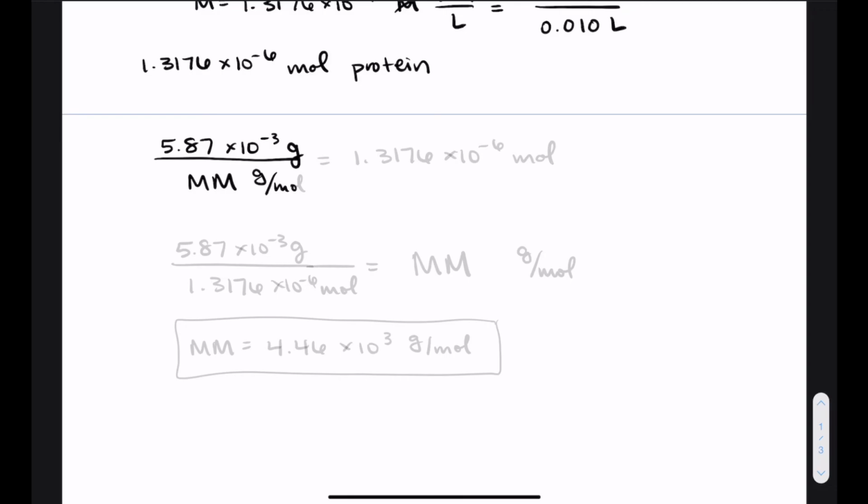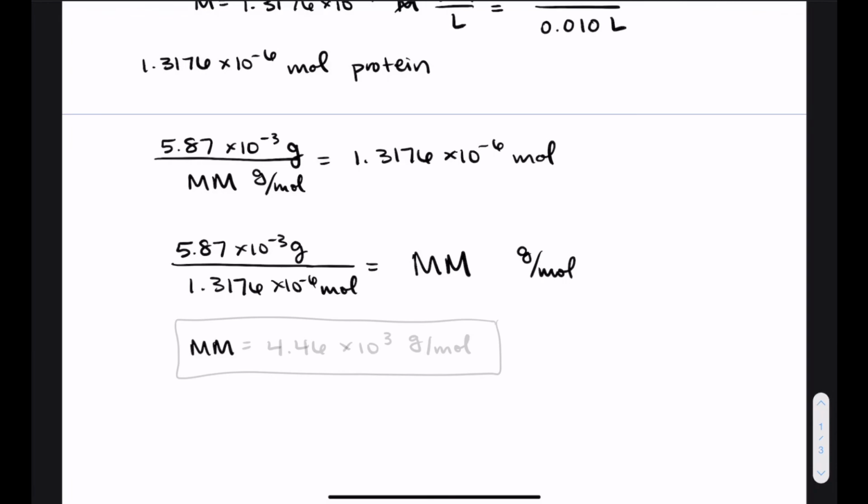But I do know how many grams are in a specific number of moles. Right? I know that the 5.87 milligram sample, so 5.87 times 10 to the minus 3rd grams, was equal to 1.3176 times 10 to the minus 6 moles. So that many grams divided by that many moles will give me the molar mass. And when I do this division, I get 4.46 times 10 to the 3rd grams per mole. It's pretty big, but this is a protein. So I would expect a protein to have a big molar mass, and I do get that out of this.